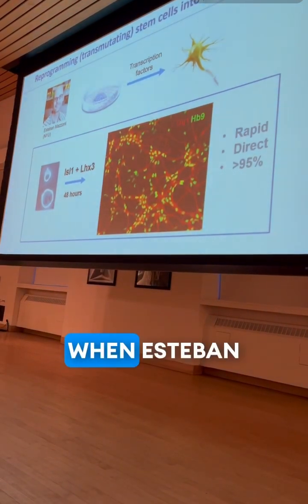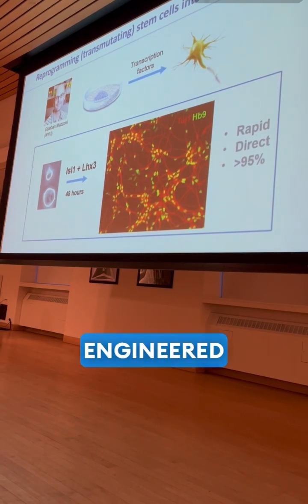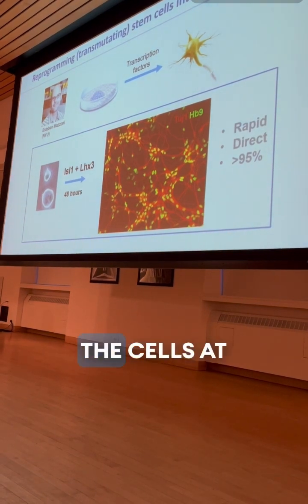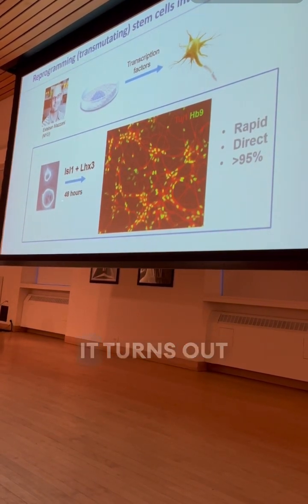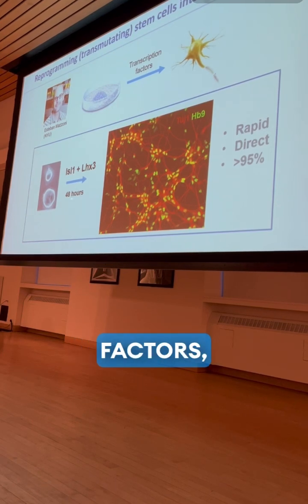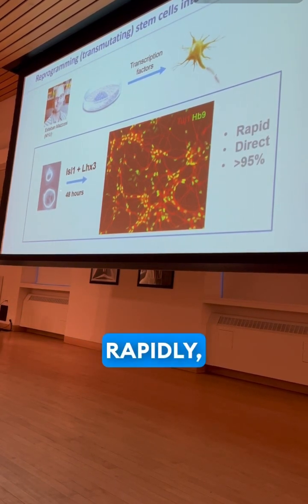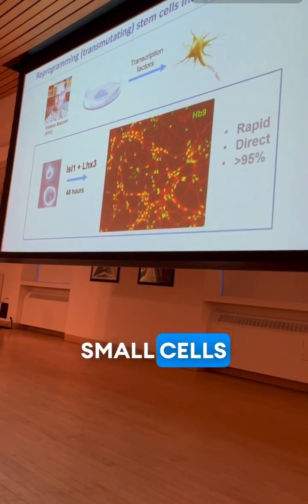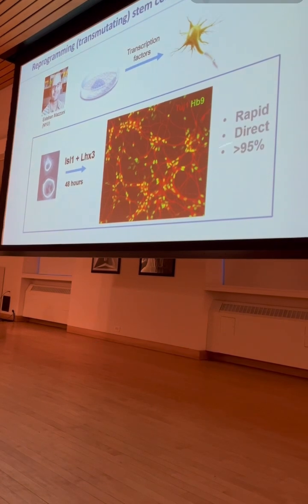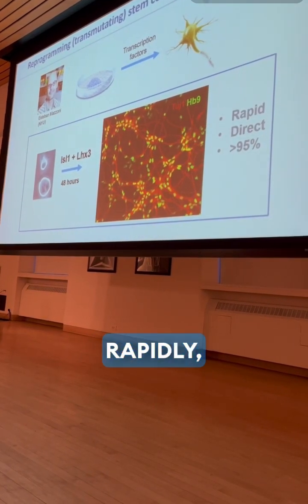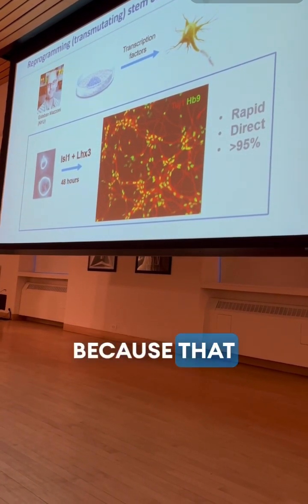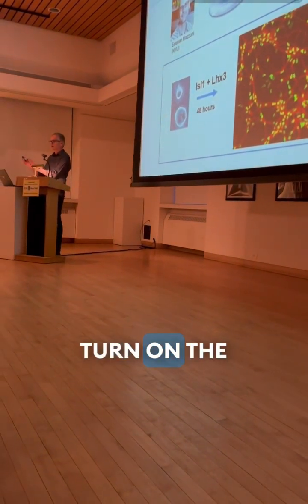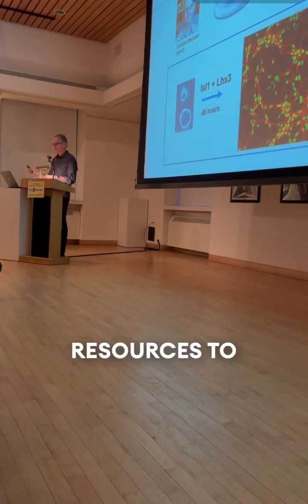And remarkably, when Esteban built and engineered an embryonic stem cell line in a way that he can turn on these two transcription factors in the cells at his will, it turns out that when you activate these two transcription factors, within 48 hours, so very rapidly, these cells basically convert from rapidly dividing small cells into motor neurons. And it happens very efficiently and also very rapidly, which was quite remarkable because that shows us that we actually identified the key factors that can turn on the right set of genes in order for these cells to become motor neurons.